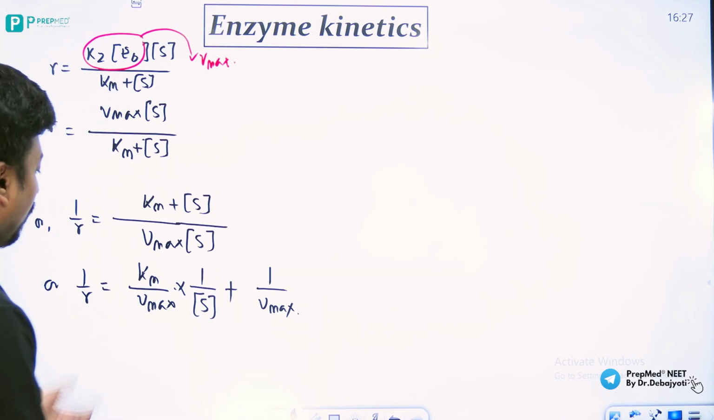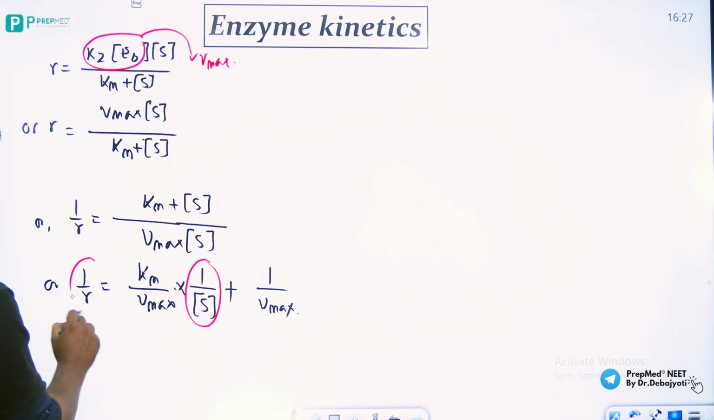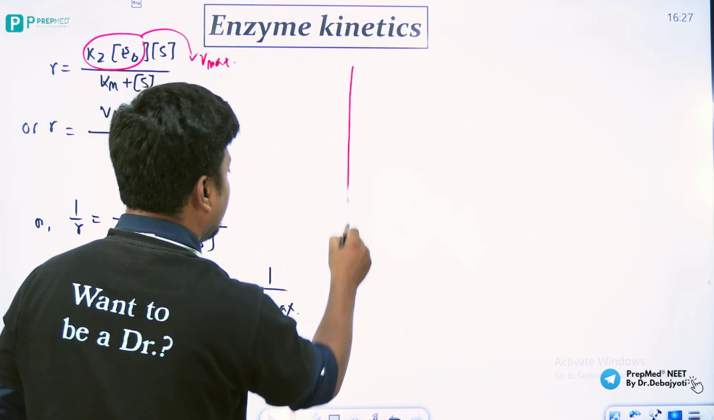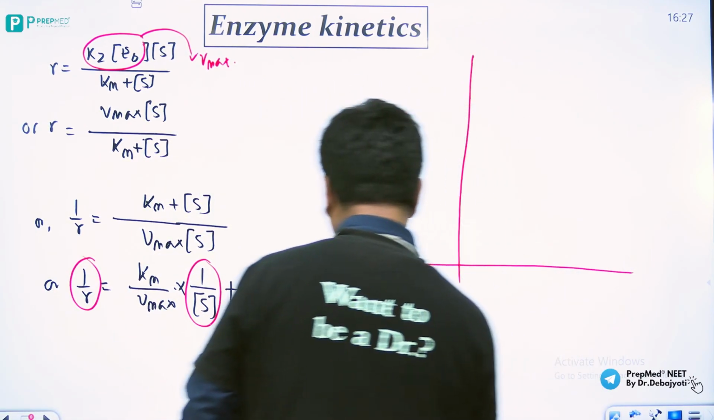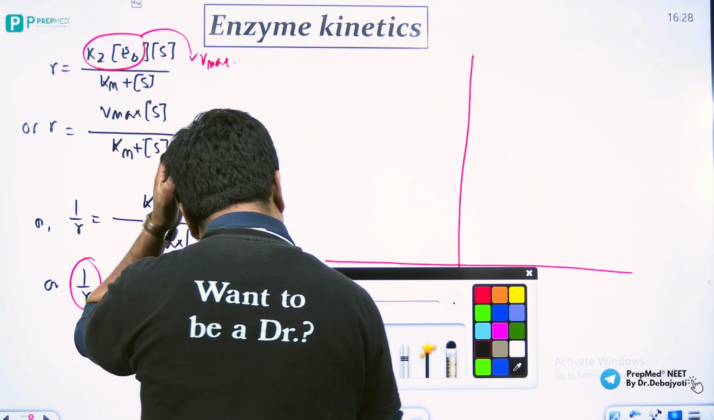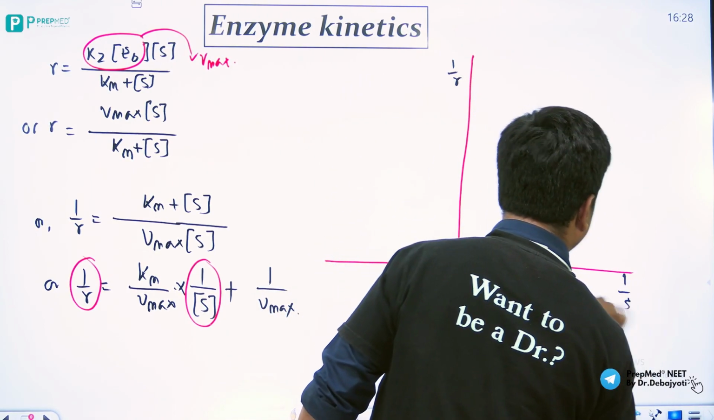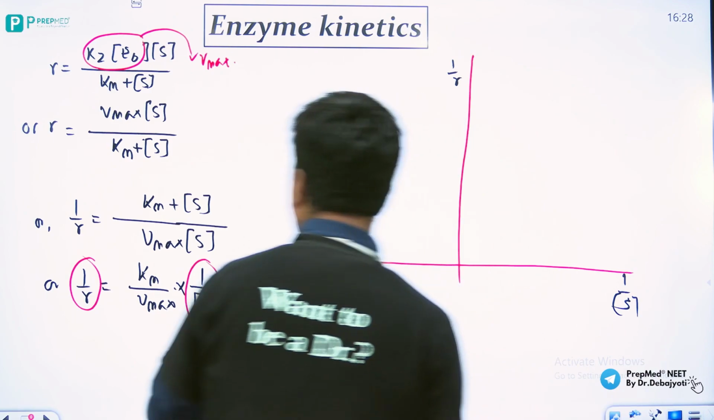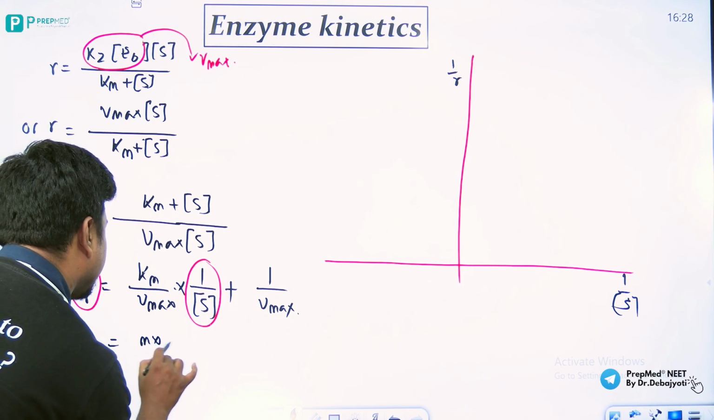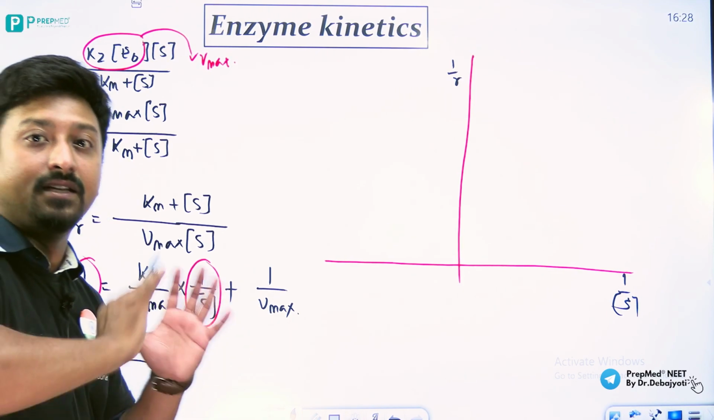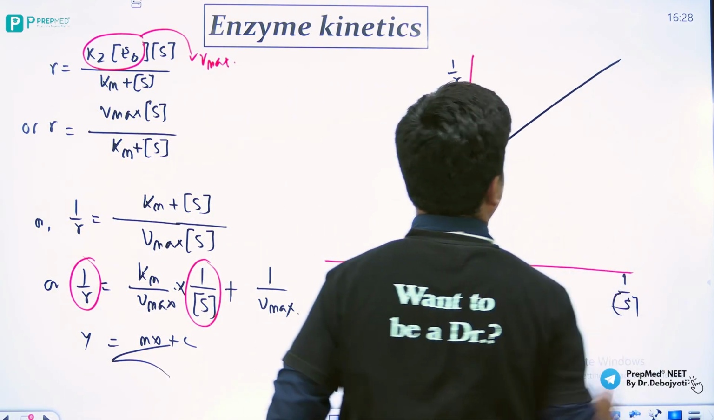Now let's see, if I plot the inverse of the substrate concentration and the inverse of the rate of the reaction, 1 by R versus 1 by S, I will get a y is equal to mx plus c kind of graph. That means it's a straight line with an intercept.